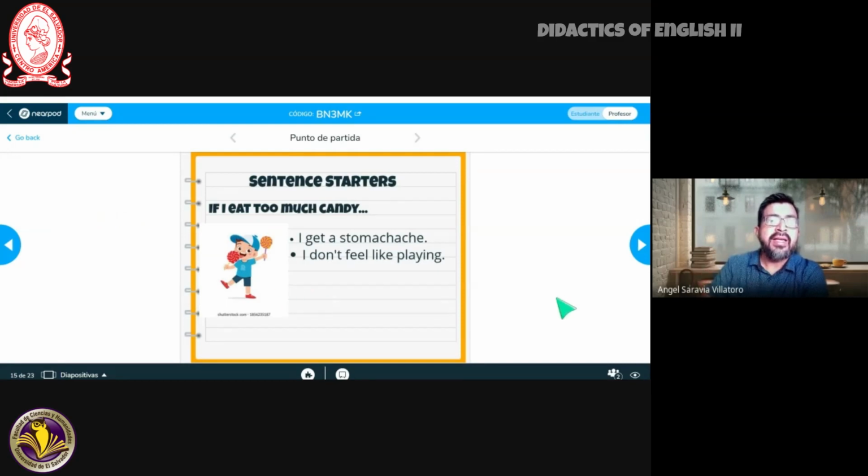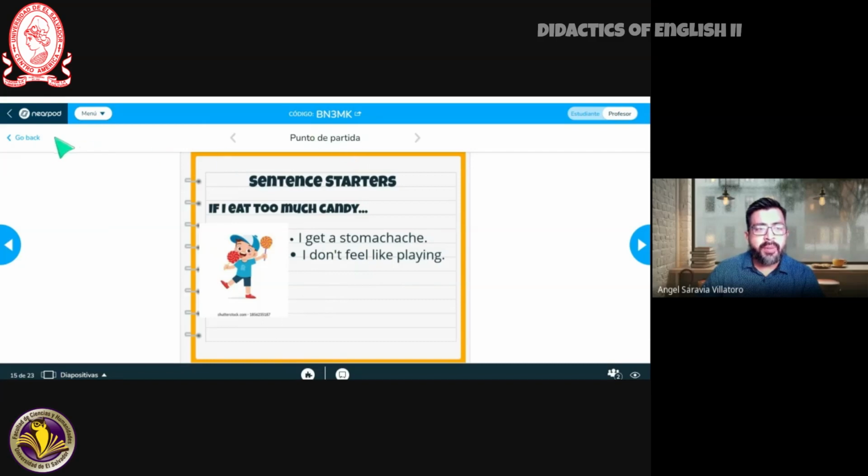The next one says, if I eat too much candy... I really like candies, but if you eat too much candy, I get a stomachache. If I eat too much candy, I don't feel like playing. The term feel like, in Spanish, is tener ganas de. If I don't feel like playing, it means no tengo ganas de jugar. I don't feel like playing because I eat too much. So I don't feel like doing anything.